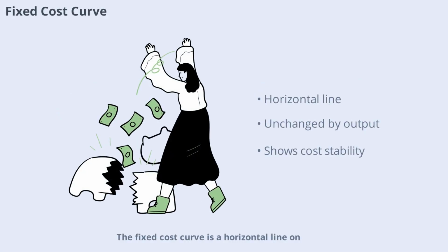Fixed cost curve is a horizontal line on a graph because fixed costs do not change with output. No matter how much is produced, the fixed cost remains the same. This is a simple but important visual that reminds us of the stability of fixed costs in the short run. It's the foundation for understanding more complex cost behaviors.